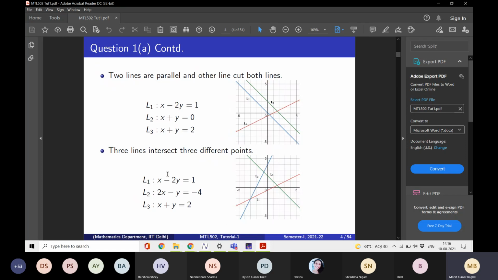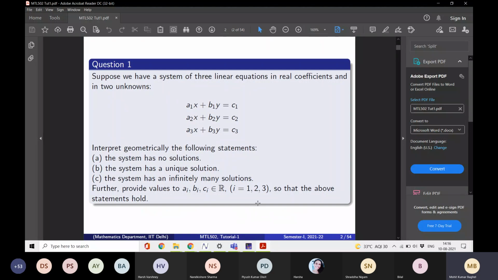So for this L1 and L2, you can see that they are not parallel to each other. So what is the slope of this line L1? If you can recall, the slope of the line L1, given this equation, is minus a1 upon b1.